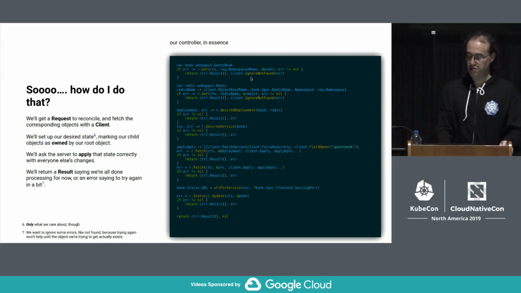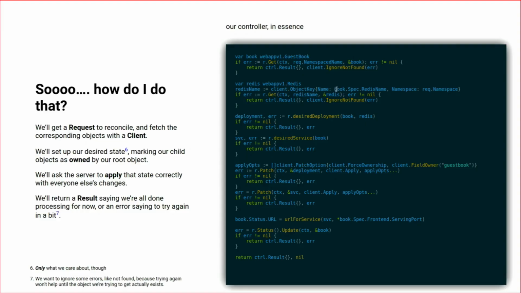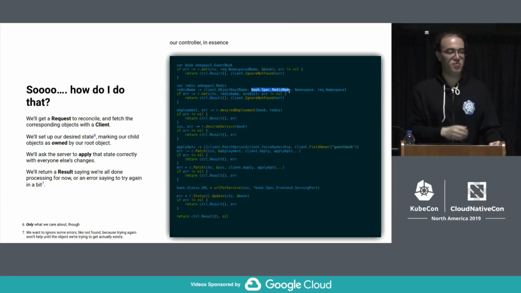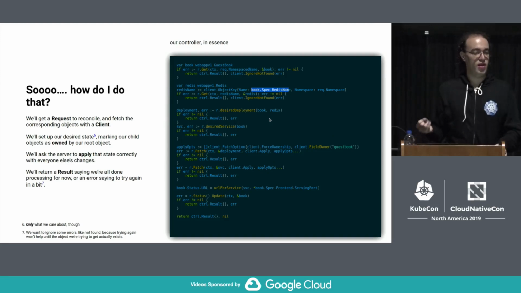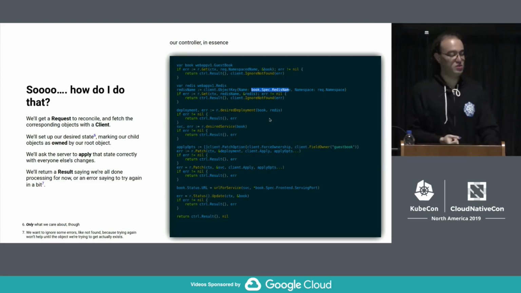And then once we've loaded that guestbook, we're also going to attempt to load the Redis instance that it references. So we're going to look at spec.redis name, and we're going to construct a key, basically a name and a namespace, and we're going to say load the Redis named spec.redis name in the namespace that's the same as our guestbook. And then, using information from that Redis' status and our guestbook spec, we're going to construct the deployment to run our guestbook front end.